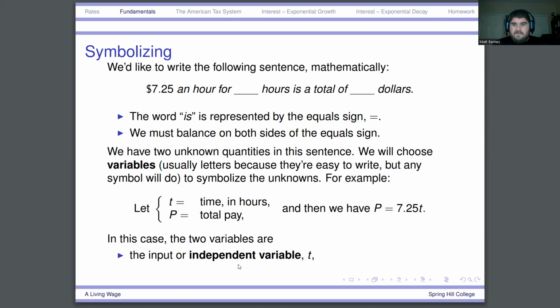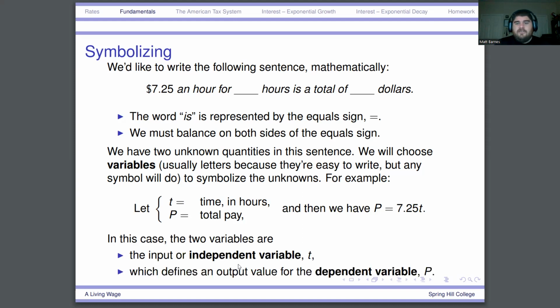So we have two different variables living here. One is called the independent variable T, and one is called the dependent variable, and that was P in this case.